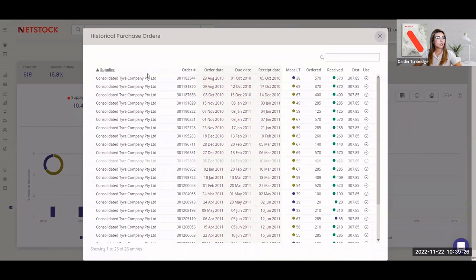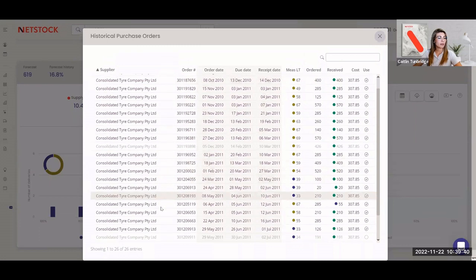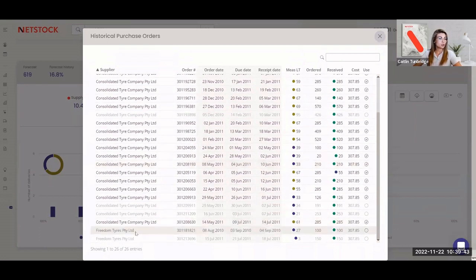And here we can see who we placed the orders with, what the purchase order number was, when we placed that order, when it was receipted in the warehouse, how many days that took, how many we ordered, and how many was received. So you can see here, majority of the time we've been ordering from that preferred vendor, but we did have 2 purchase orders that we've ordered previously where we ordered from an alternative source of supply, in this case, the Freedom Tires Company.